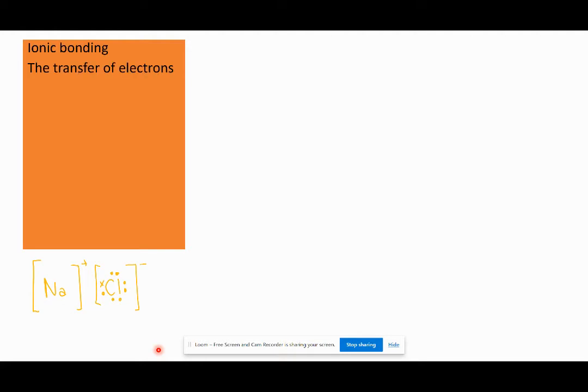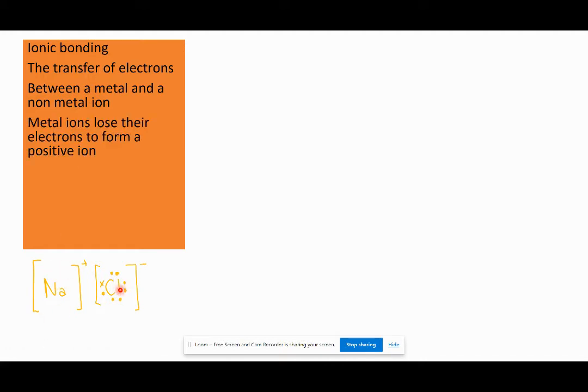So today is just a quick video about the different types of bonding that you might find in chemistry. So first off, we have ionic bonding. This is when you have a transfer of electrons, transfer being the key word. It's between a metal and a non-metal ion. So like down here, a sodium, metal, and chlorine, a non-metal.